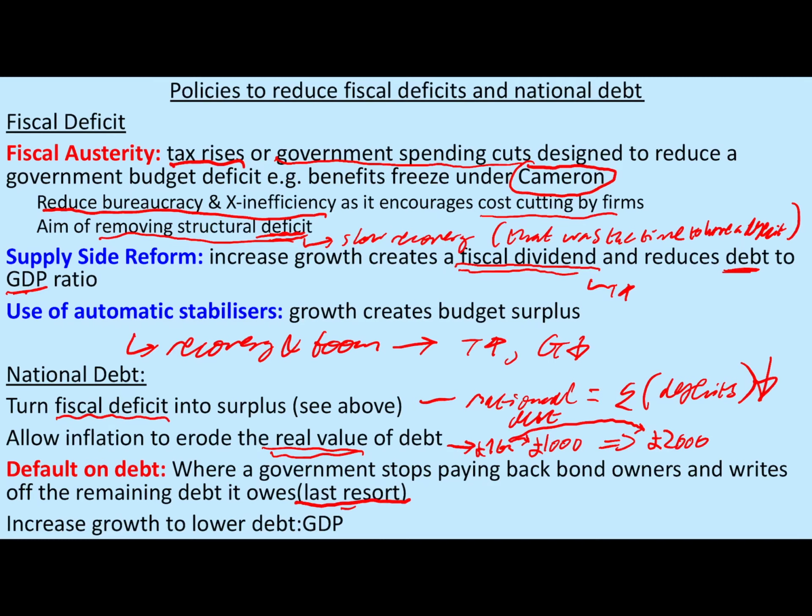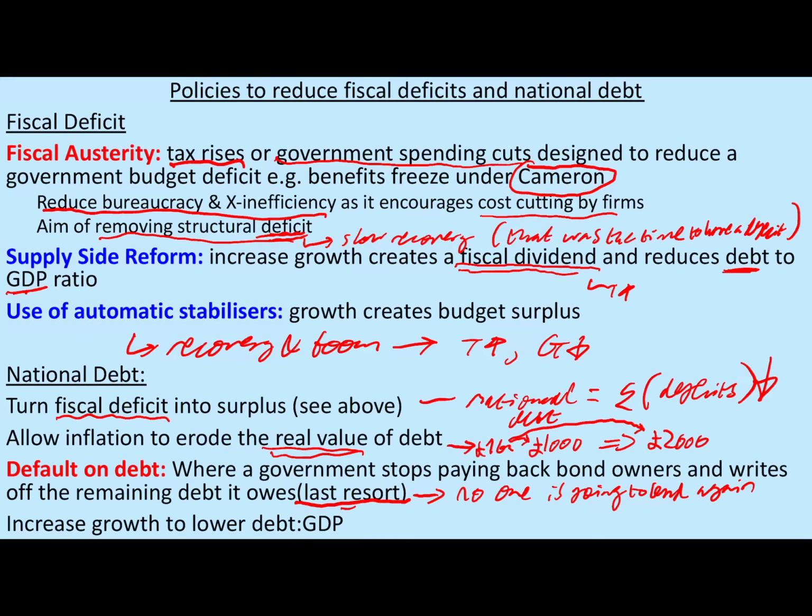But the reason this is a last resort is if the government just decides not to pay back any people who have lent to it in the past, in future, should the government need to borrow again, no one is going to lend to the government because it's seen as too risky. Because they've already defaulted once, what's to stop them defaulting again? That's quite a risky place to save your money, quite a risky person to loan your money to.